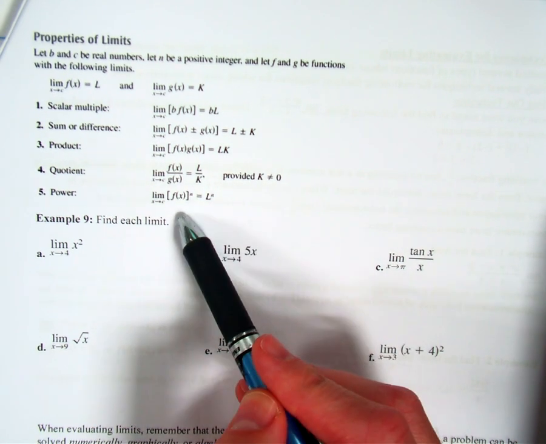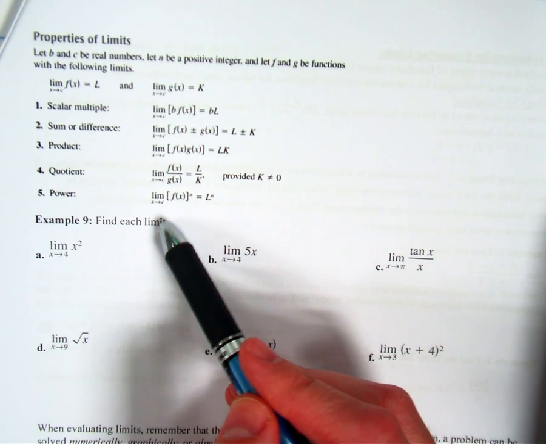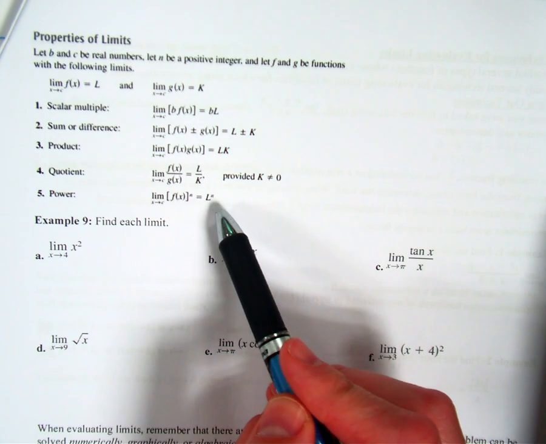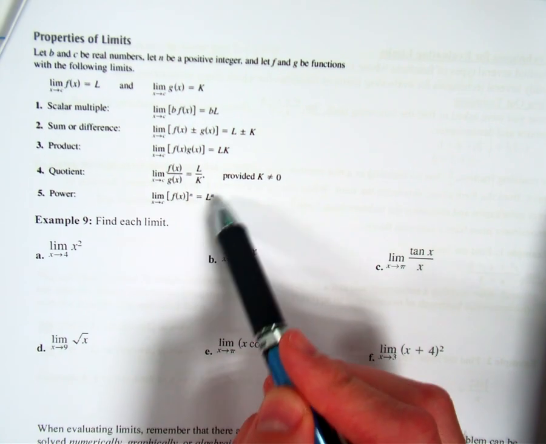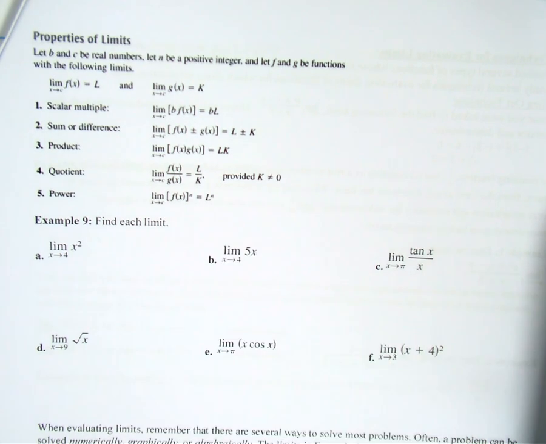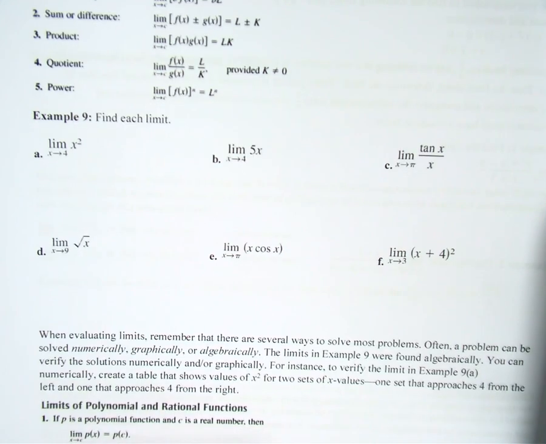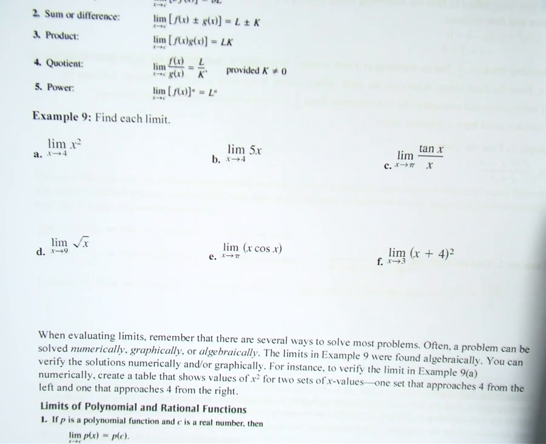You can do a power. The limit as x approaches c of f of x to a power is the same as the original limit value to that same power. Okay, a lot of these are going to be direct substitution or using those properties. Let's have you think about those and give those a shot now.